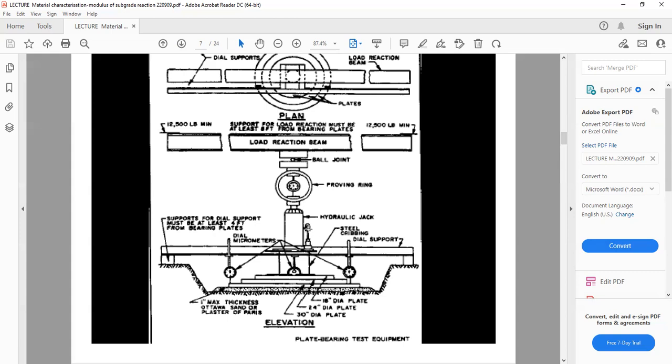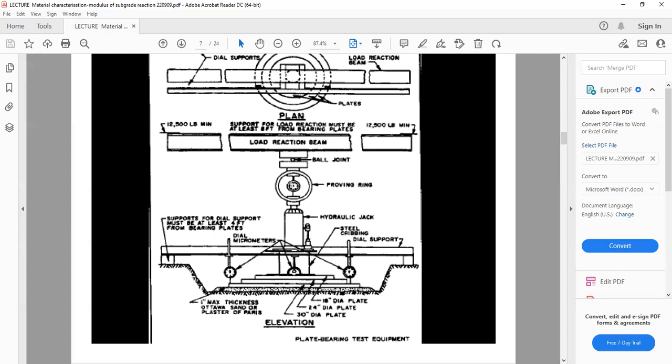We lift the jack through some deformation, and we note these loading values.